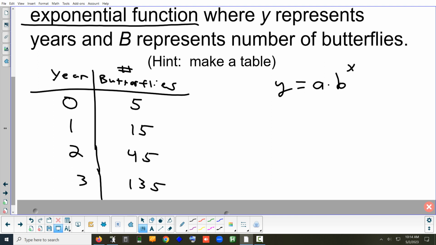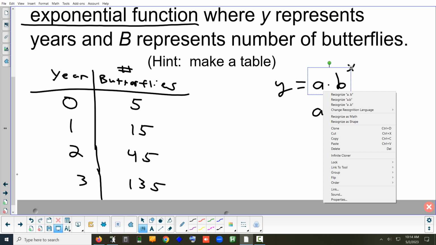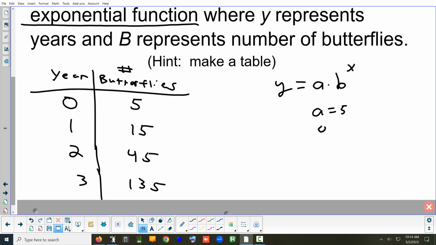Yeah, it's the value that's with 0, which in this case is what? 5. So your A value is 5. In other words, A is what we call the starting value. It's how many he started with. And how do you get B?